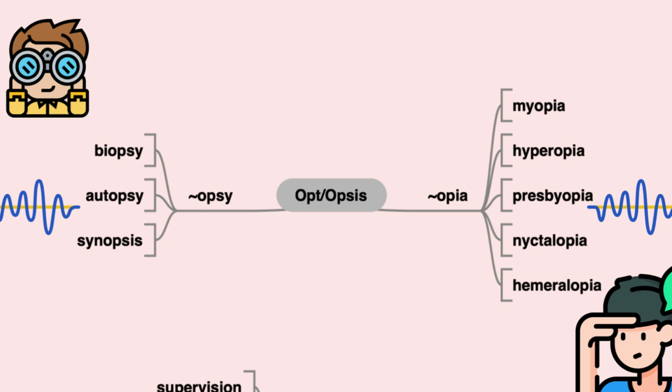Diplopia combines diplo, meaning double, and opia, referring to the condition of seeing two images of a single object or double vision. Hemeralopia, meaning day blindness, comes from hemera, meaning day, and opia, referring to impaired vision during the daytime. Conversely, nyctalopia, meaning night blindness, combines nycta, meaning night, and opia, referring to poor vision in dim light.